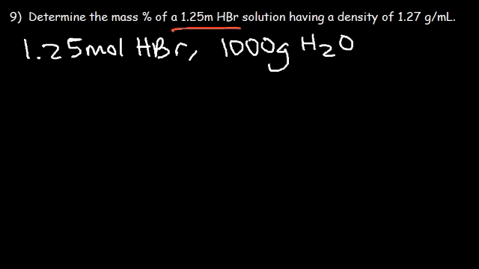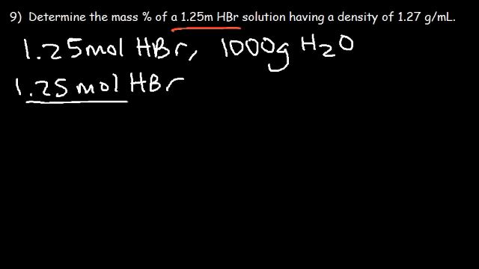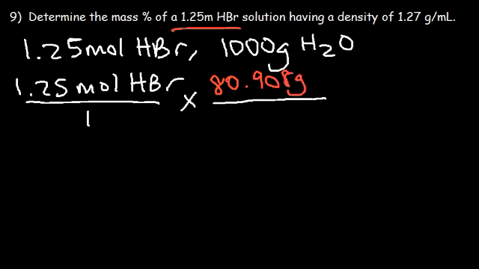So let's go ahead and find the mass, or the grams of solute. If we can do that, we can find the grams of the solution, and that's going to allow us to find the mass percent. So the molar mass of HBr is 1.008 plus 79.9 based on the periodic table, so that's going to be about 80.908 grams of HBr per 1 mole.